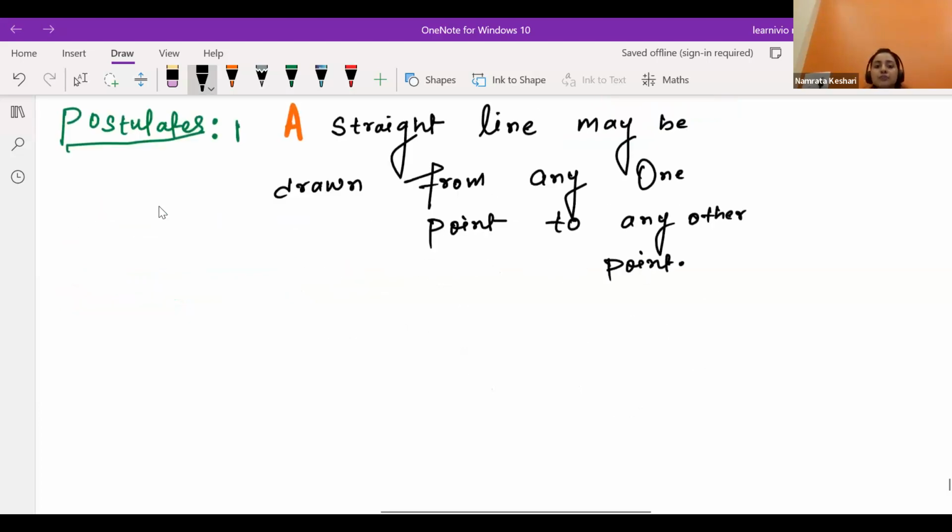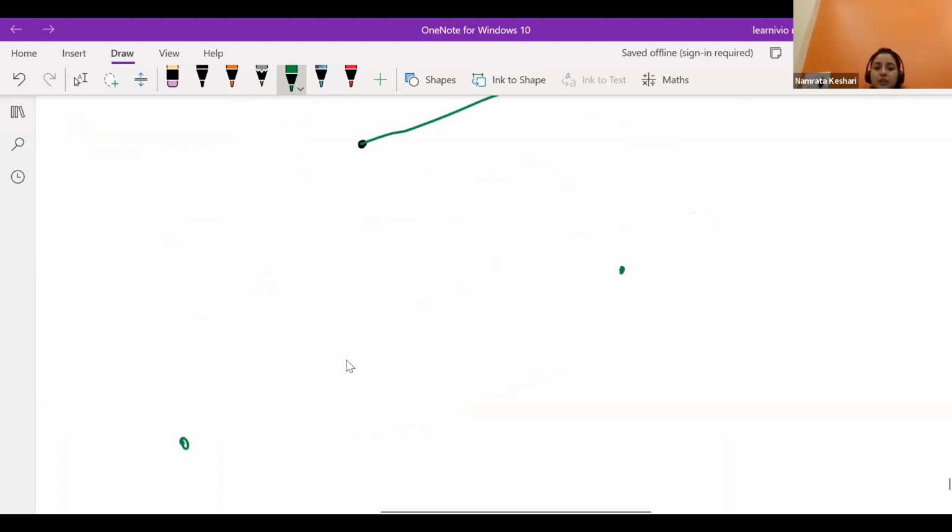Okay, if we have to draw a straight line, then it can be drawn from one point to another point. Basically, you could say that to draw a straight line, we need 2 points. That's what this statement says. Or if you already have 2 points, then at least one straight line we can draw. According to postulate number 1, if you have 2 points, then you can draw one straight line by joining them.